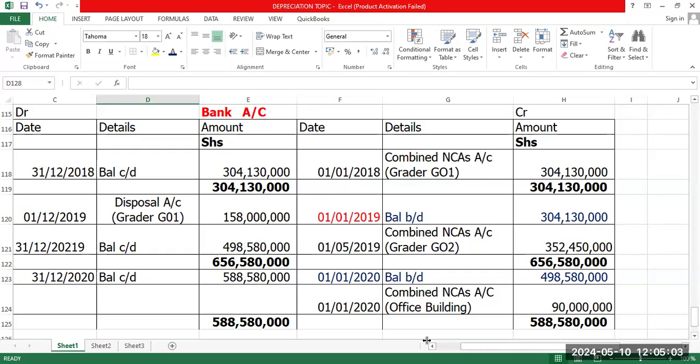Yes, please, help me with the 1st January 2020, the 49,858. Where do you get it from? This one. You mean this one? Yes. This is the balancing figure. You just get this total minus this. This minus this. Then you get the balancing figure.